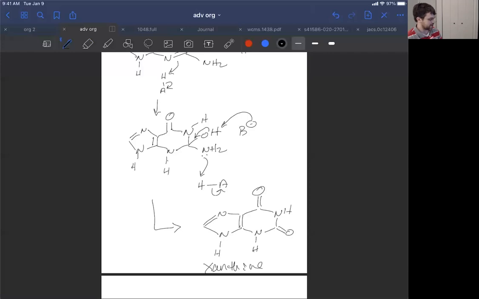Okay, so that's catabolism. We'll next look at building these things up, the biosynthesis of the various nucleotides.